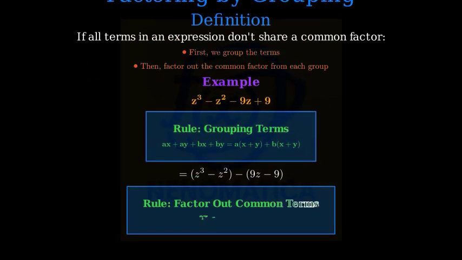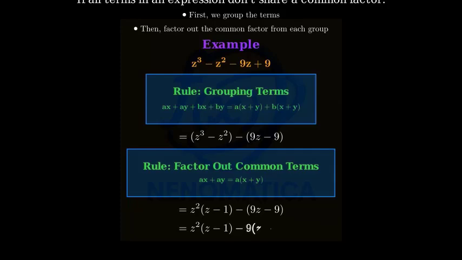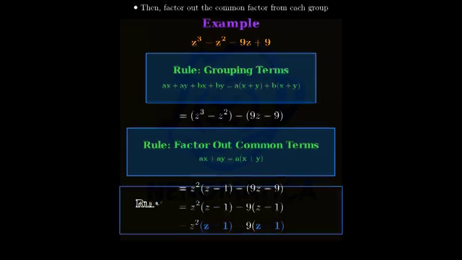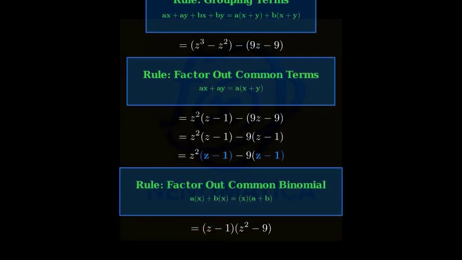For the first group, we can factor out z squared, giving us z squared times open parentheses, z minus 1, close parentheses. For the second group, we can factor out 9, giving us minus 9 times open parentheses, z minus 1, close parentheses. Now, we notice that both groups have the common factor of z minus 1, so we can factor that out. This gives us open parentheses, z minus 1, close parentheses, times open parentheses, z squared minus 9, close parentheses. But we're not done yet.